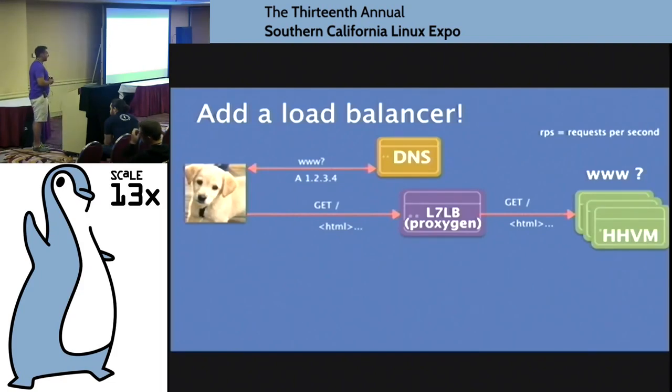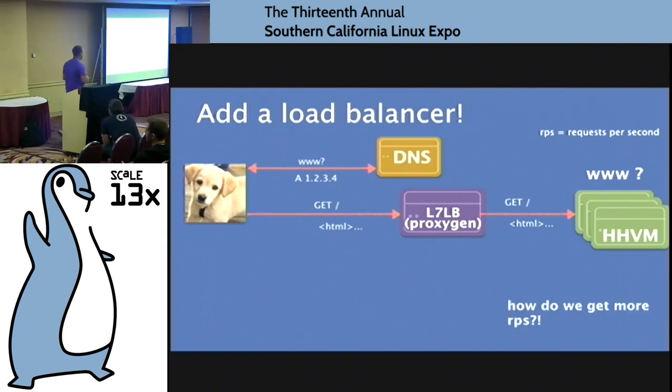So ProxyGen is our layer 7 load balancer, and when your request comes into Facebook, it's going to hit this layer 7 load balancer. It's going to terminate TCP and SSL, and then that reverse proxy, ProxyGen is a reverse proxy, it's going to reverse proxy that back to the web server, or one of the web servers, to be whatever dynamic content you want generated, and then ProxyGen is going to send that back to the user.